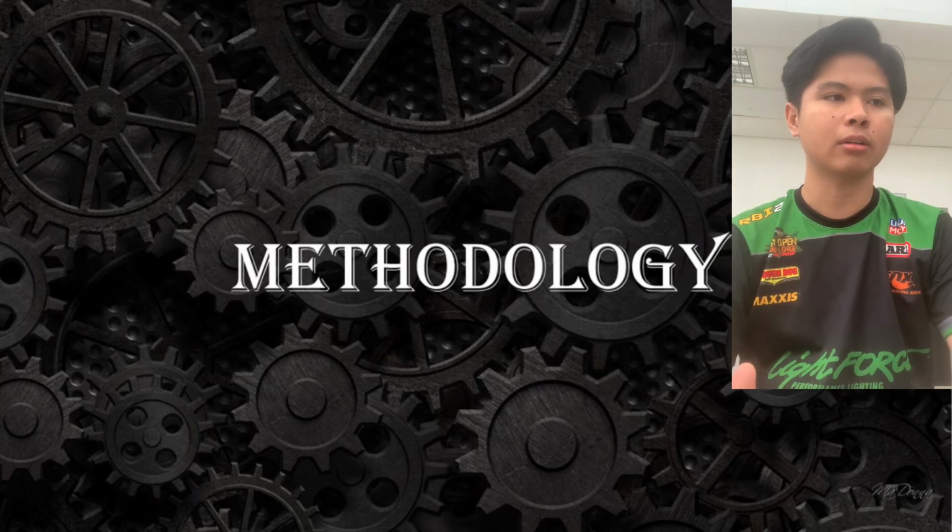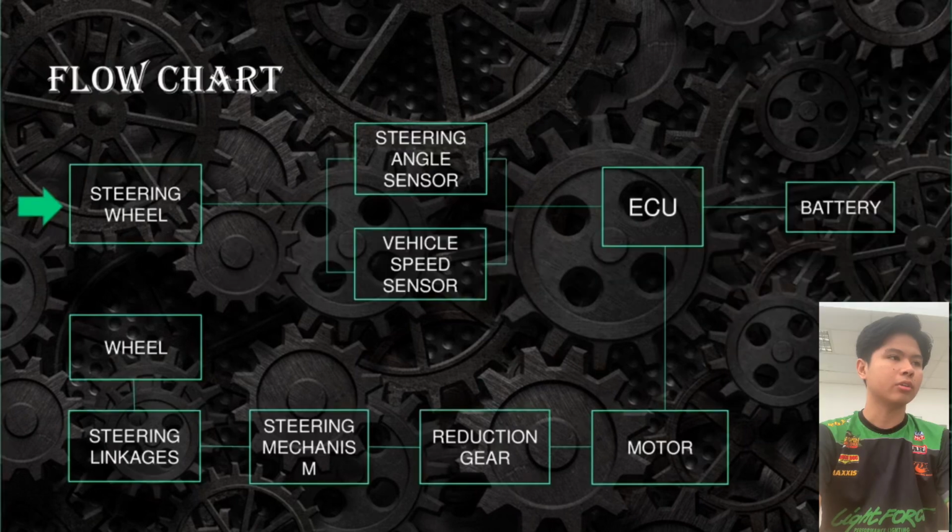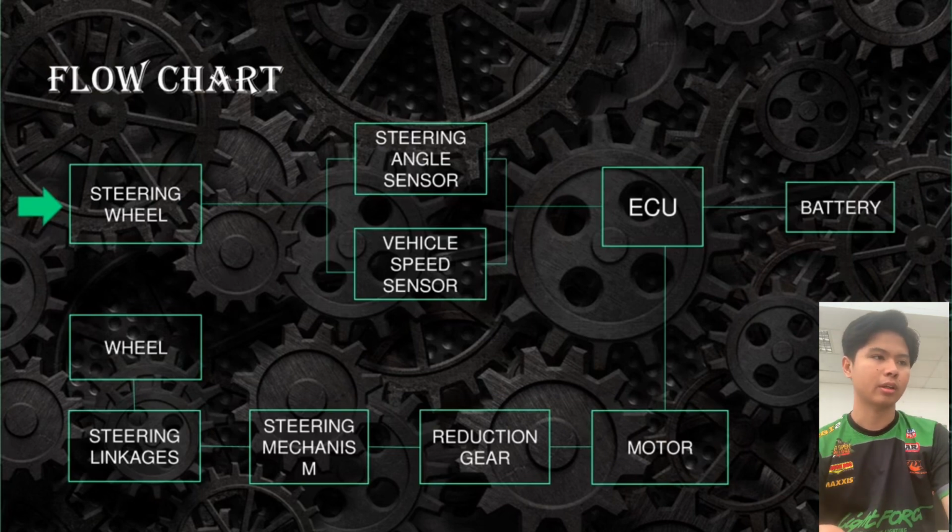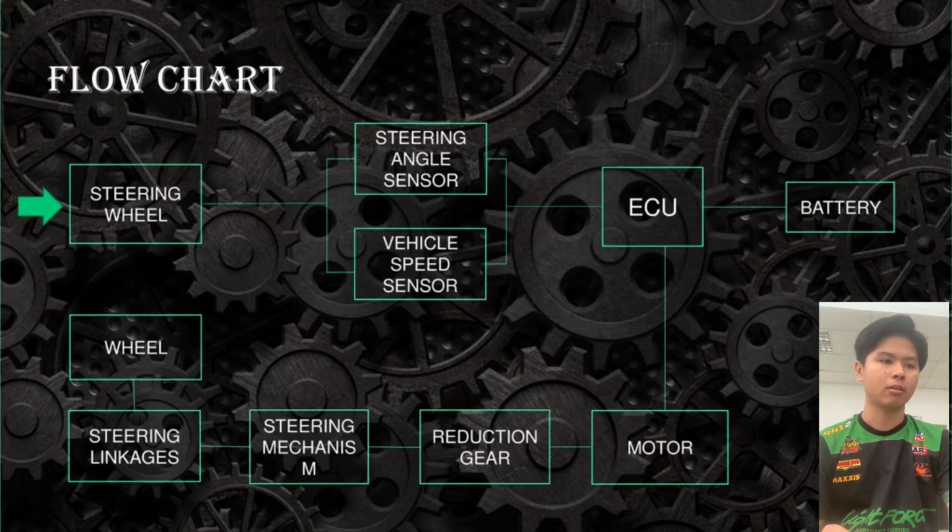Okay, for the methodology, in the flowchart, we have the steering, next the steering angle sensor and vehicle speed sensor, go to the ECU, and the ECU goes to the battery and goes to the motor. From the motor, it goes to the reduction gear and steering mechanism, steering linkage and wheel.